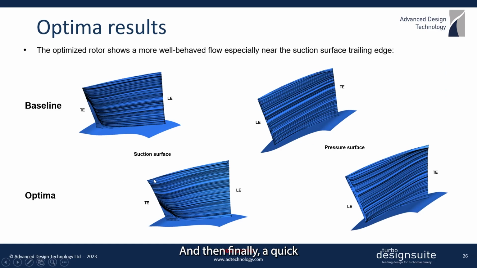And then finally, a quick look at the streamlines on the rotor surface, and here we can see a more well-behaved flow, especially near the suction surface trailing edge in case of this optimized rotor.